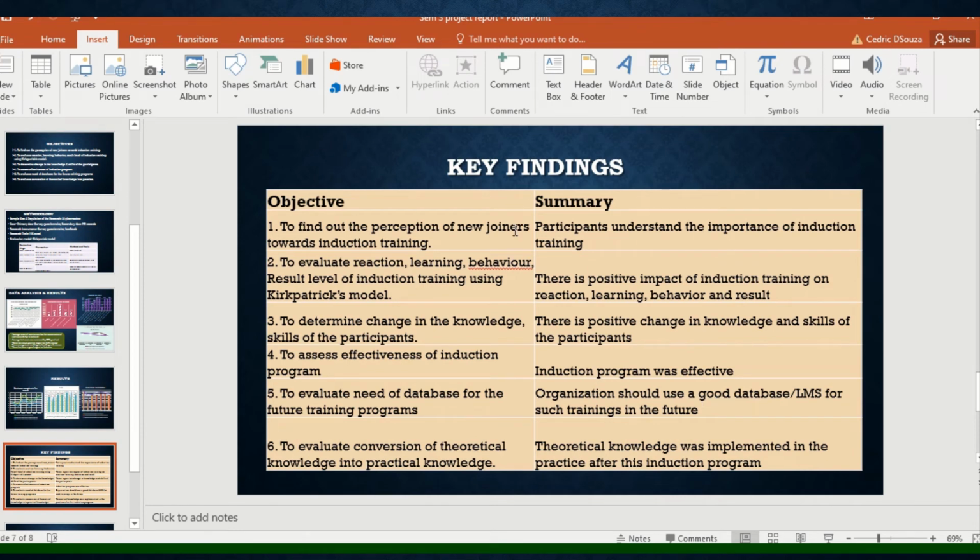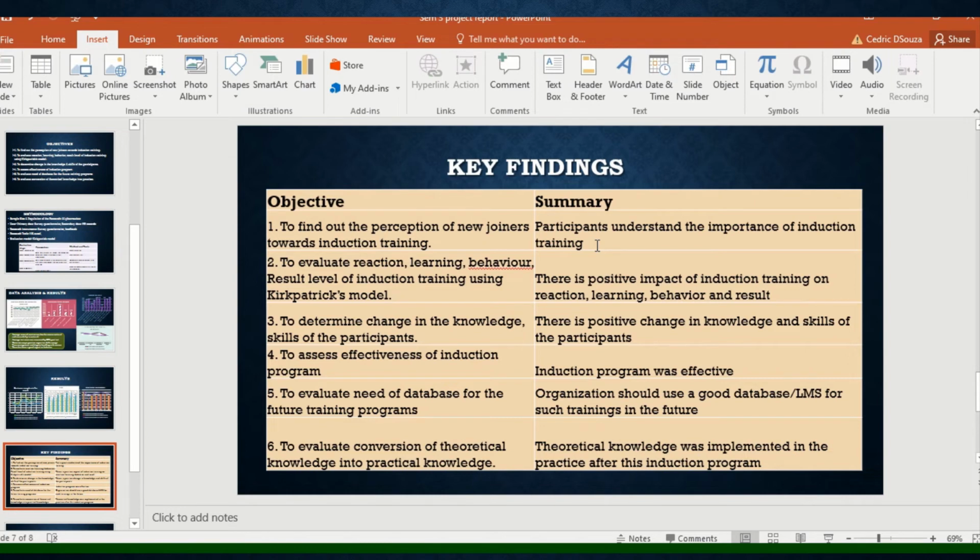So the key findings as per our objectives, let us see one by one. The first objective was to find out the perception of new joiners. We realized through their reaction that they understand the importance of induction and they are taking it seriously, and they really want to learn the things that had been taught in induction. The second objective was to evaluate reaction, learning, behavior and result level using Kirkpatrick. We realized there is a positive impact of training on all these 4 levels. The third objective was to determine change in knowledge and skills of the participants. Through the questionnaires, we realized that yes, there has been a change in knowledge and skill of participants.